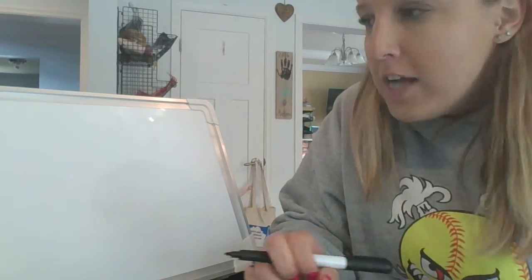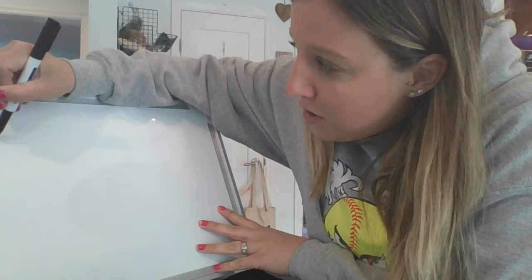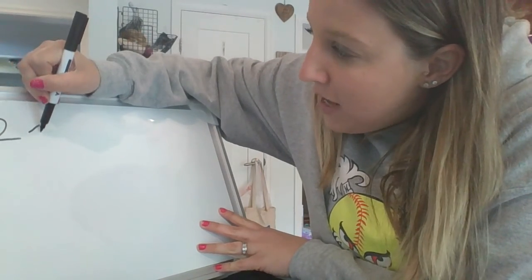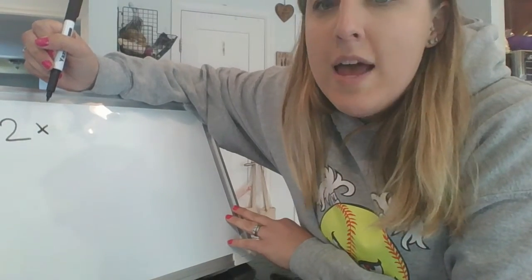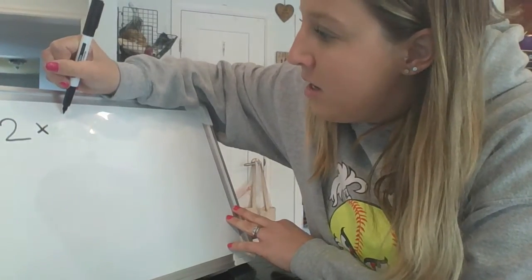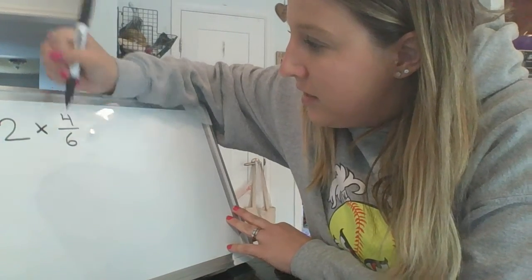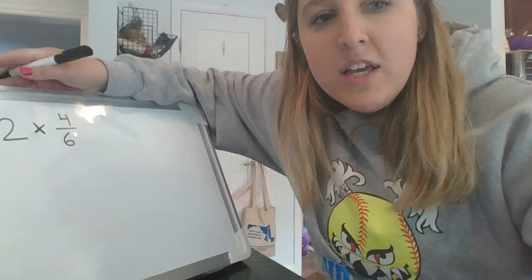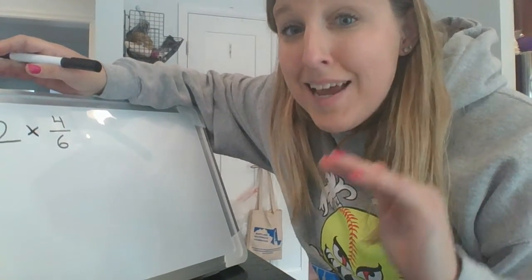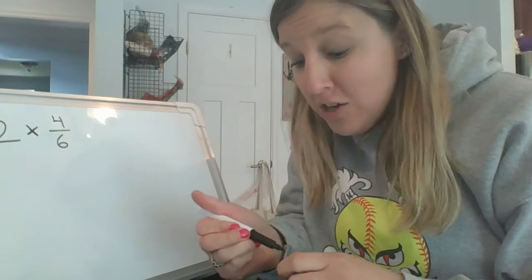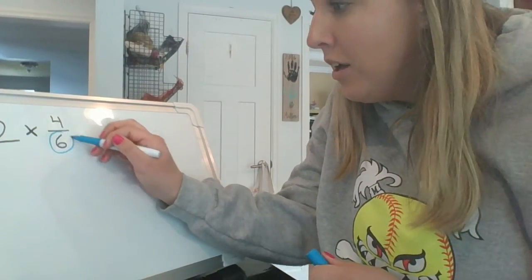Okay? All right, so if your whole number, let's say, is 2, and you're multiplying it by a fraction, let's say you're doing 2 and you're multiplying it by 4/6. First thing that you need to know is the denominator is going to stay the same. Okay? Your denominator is going to be 6. 6 is not going to change no matter what.